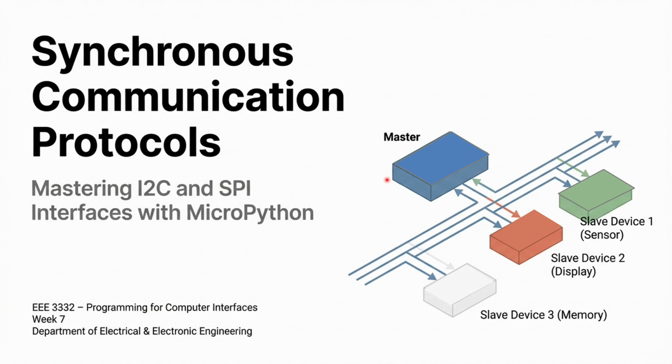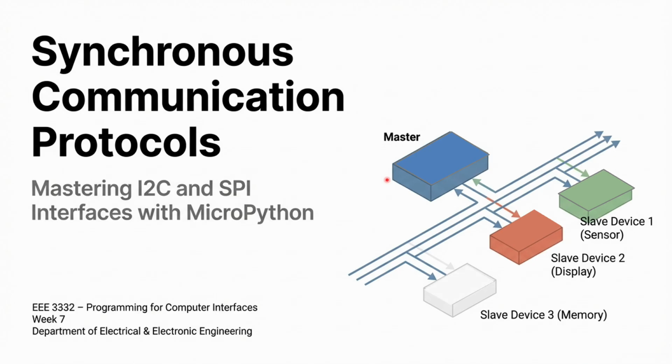Think of it this way. UART was like a private phone call between two friends. It's simple, but if you want to talk to five people, you need five separate phones and 10 separate wires.